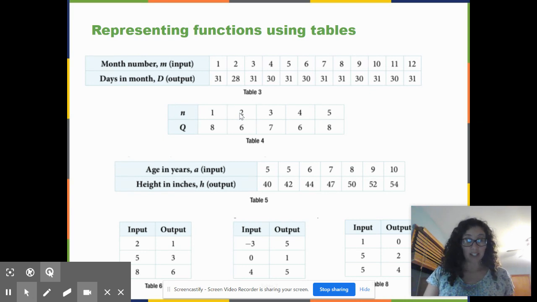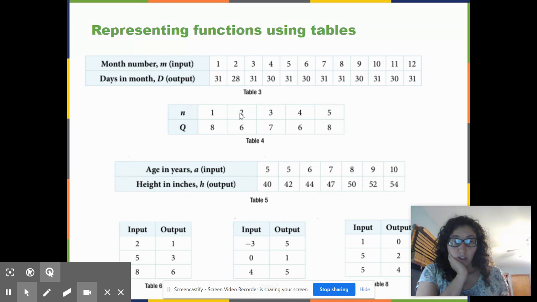All right, so if you look at table 6, let's see, we have inputs 2, 5, and 8. We have outputs 1, 3, and 6. Each input goes to one output, so that looks like a function. Table 7, we've got input F of negative 3 gives us an output of 5. F of 0 is 1, F of 4 is 5. So two of them gave us the same outputs. Is that a problem? No, that's okay. That's like two people in the class having the same birthday. We're cool.